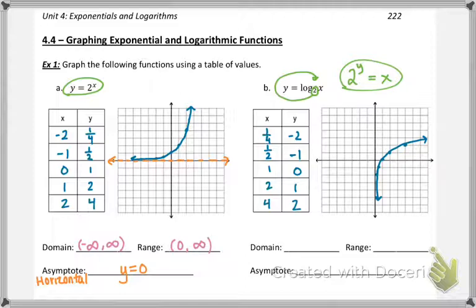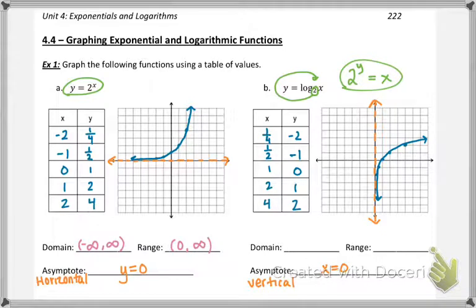So instead of a horizontal invisible line that your graph gets closer and closer to but never quite reaches, instead of a horizontal asymptote, because we are swapping the x and y, our asymptote is now going to be vertical. So here is the invisible vertical line that my graph approaches but never quite reaches. And so the asymptote, since we're swapping the x and y, is now x equals 0, which is the y-axis. And now we have a vertical asymptote.